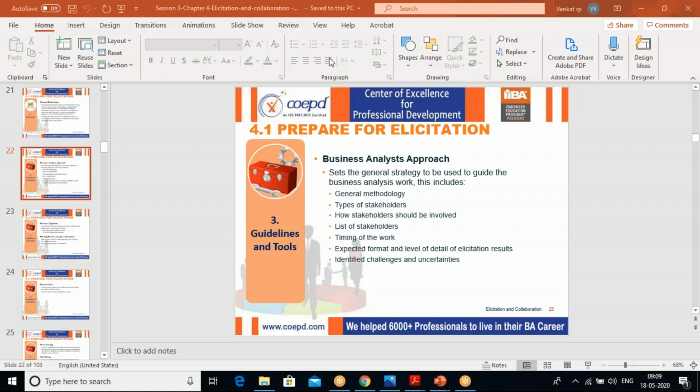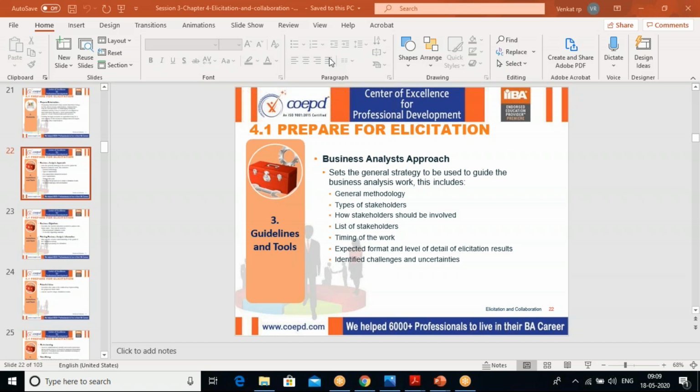Business analysis approach means how we are going to do this particular activity, who are involved in it, what is the list of how many members are there, what is the time of their work and what is the time of our work. And what are the formats of the elicitation results. Because we have to have an understanding of it, this is one of the guidelines which we will be using.